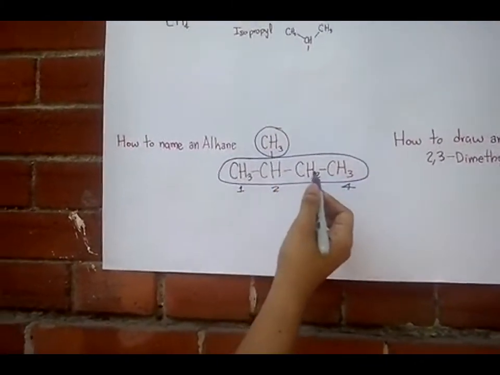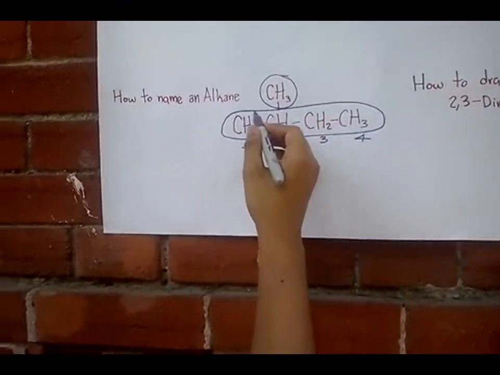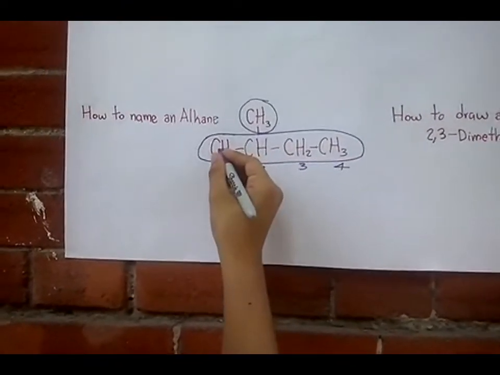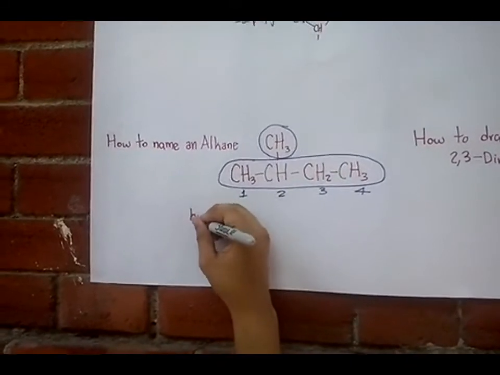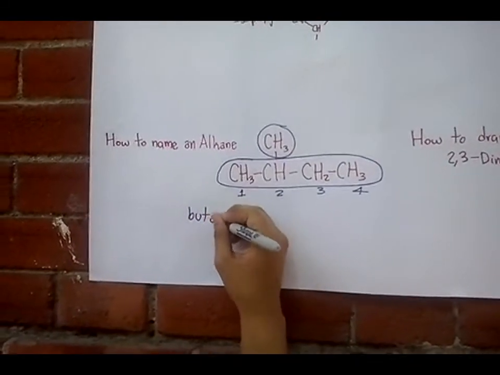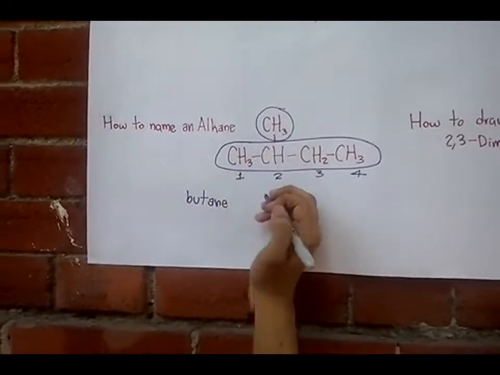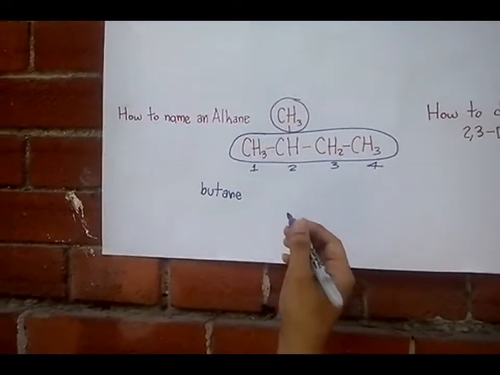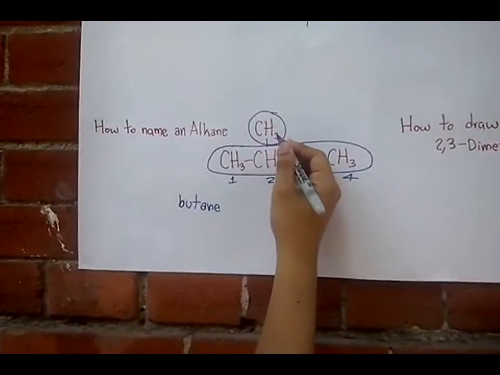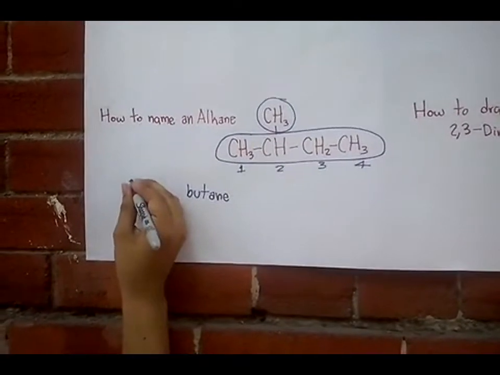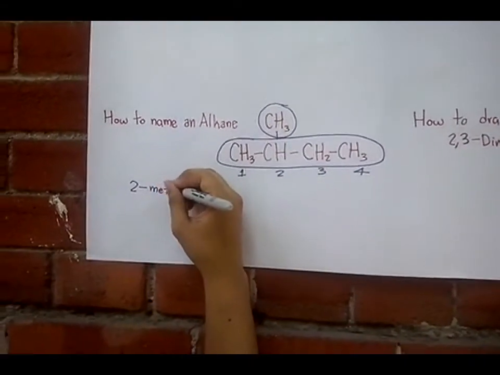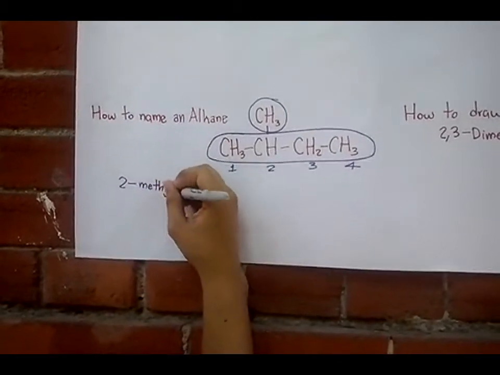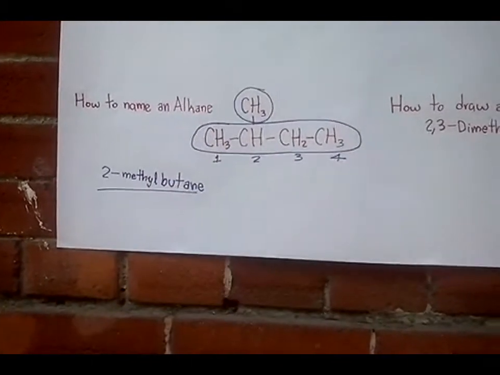The parent chain is the chain that contains the most carbons. In this case, it has 4 carbons, so the name is butane. And we mention the location of the alkyl group. In this case, it will be 2-methylbutane, because that is the alkyl group.